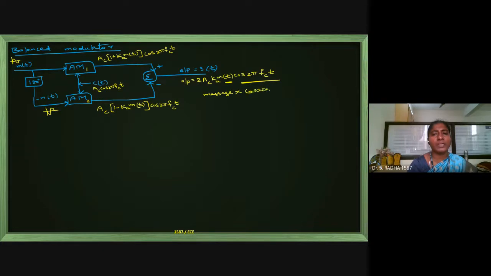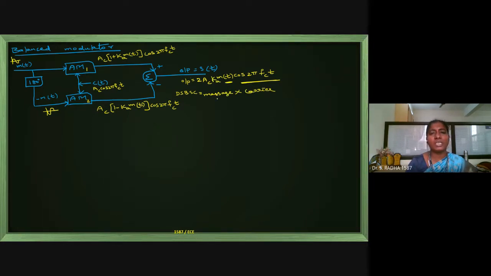DSBSC output is nothing but the product of the message signal and the carrier signal directly. Ac cos 2 pi fct is the carrier signal c of t. And 2 times Ka, these are constants. 2 is a constant, Ka is also a constant, the amplitude sensitivity. The constant just changes the height of the signal, nothing else; the shape and everything will be the same.